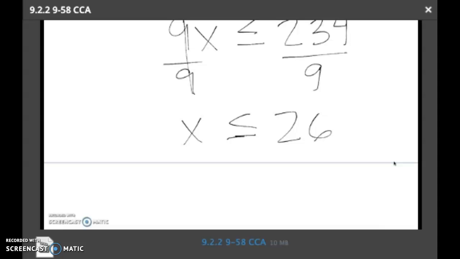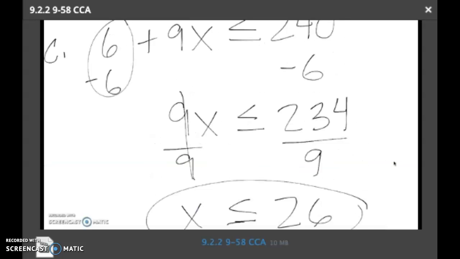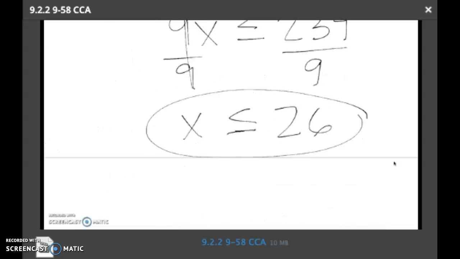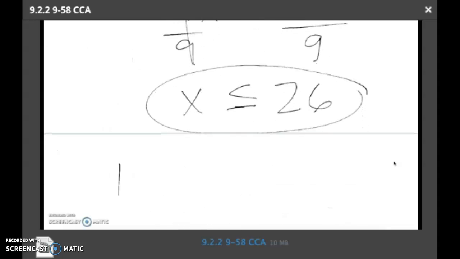Okay, so now we have this piece of it. x has to be less than or equal to 26, and we know that x has to be greater than 16. So we have 2 boundary points, 16 and 26. 16 is my smallest boundary, and 26 is my highest, and x has to be something in between. So these trees can be between 16 and 26 years old.